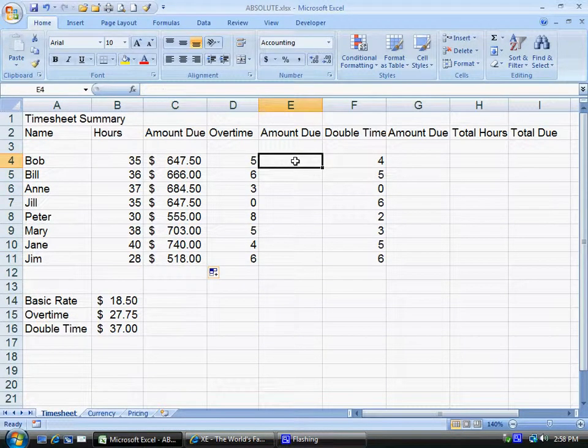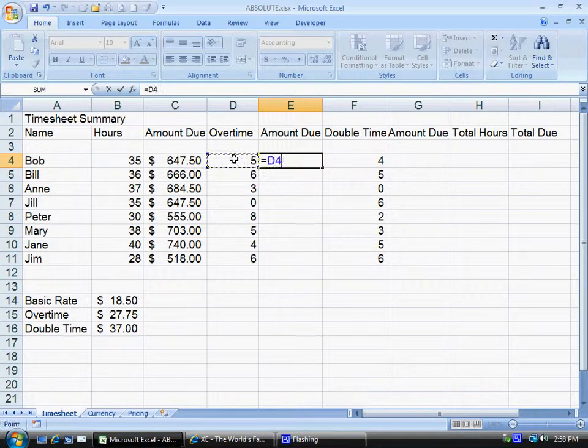To work out the amount of money due to Bob for his 5 hours of overtime, this cell has to equal the number of hours he worked as a relative reference, so it will look at Bill's hours and Ann's hours and Jill's hours as we fill it down. So that's D4 times an absolute reference to the overtime rate in B15. So that's going to be $B$15.